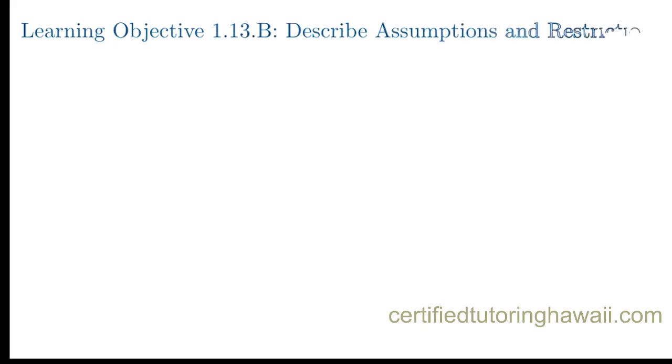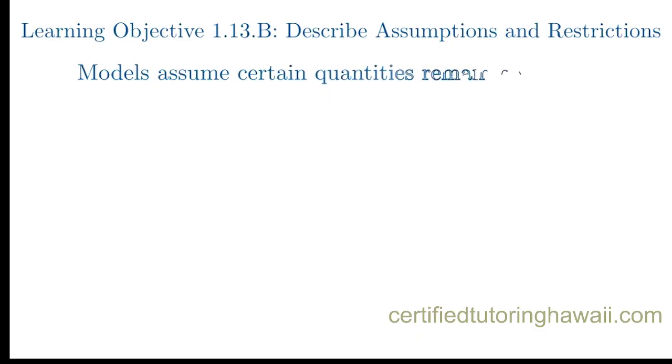This brings us to our second objective: learning how to describe the assumptions and restrictions that govern any model we create. Understanding these limitations is just as important as knowing how to create the model in the first place. The core principle is this: models are built on assumptions. These assumptions can be about constants, relationships, or the data itself.